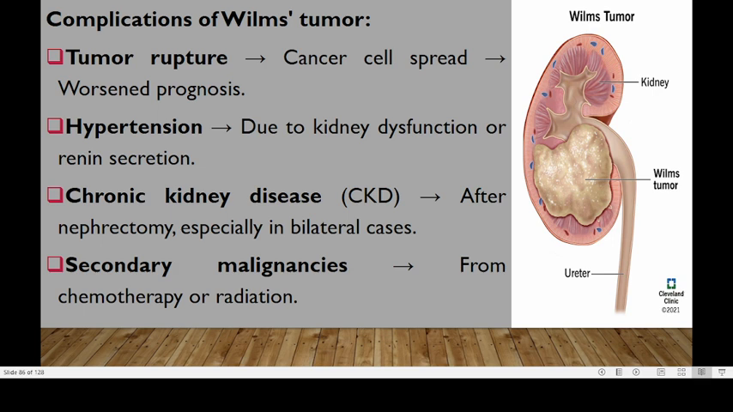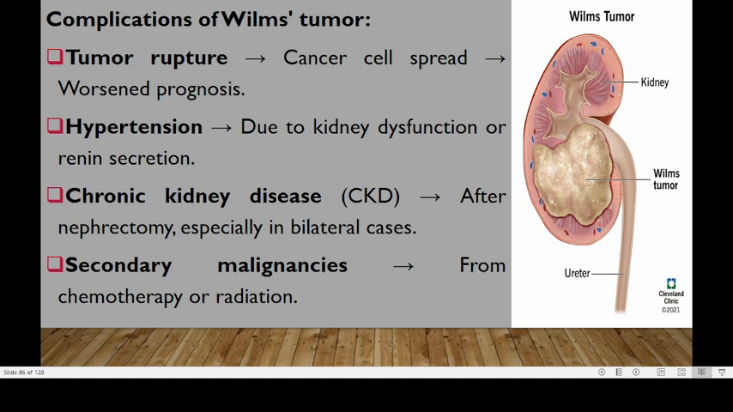Number one, we have tumor rupture. So when this happens, cancer cells will spread and this normally worsens prognosis. So that's why in the room for the child with nephroblastoma, you're supposed to indicate very clearly: do not palpate the abdomen, right? Number two is hypertension, and this is due to kidney dysfunction or renin secretion.